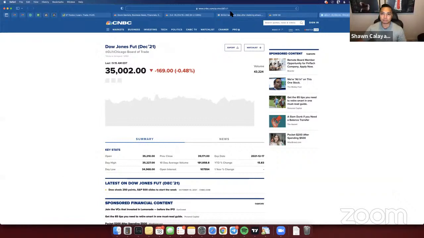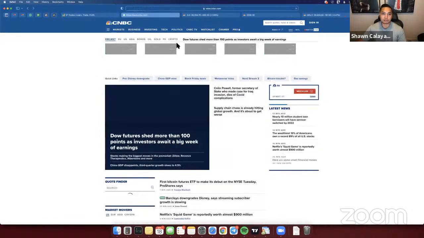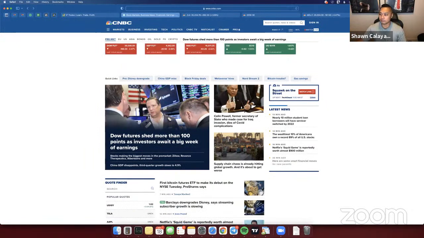Fundamentals are going to be number one. That's going to be number one for us. Let me just refresh this right now. Okay, so looking at pre-market, everything's pretty much red. You can see right here, Dow futures shed more than 100 points as investors await a big week of earnings. So this could affect the market one way or another.